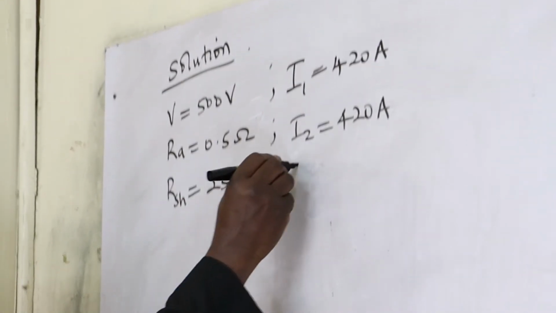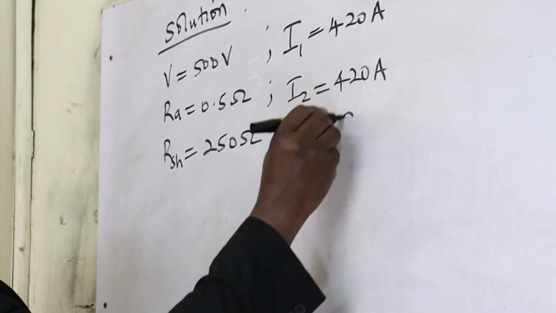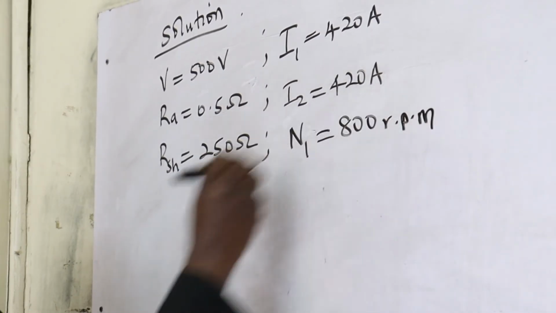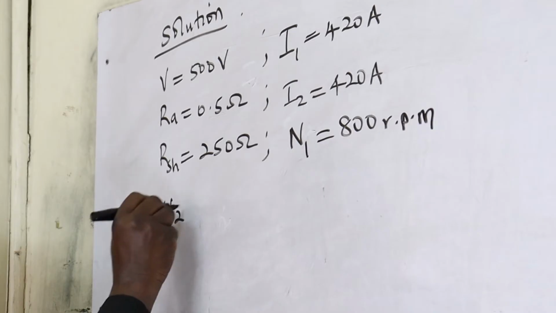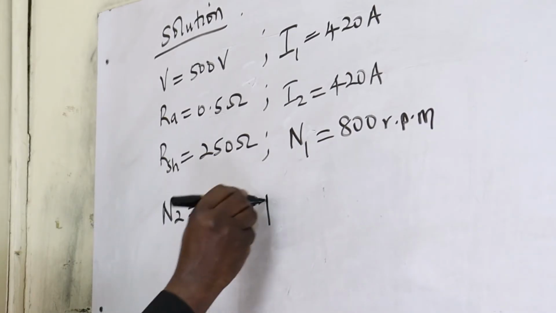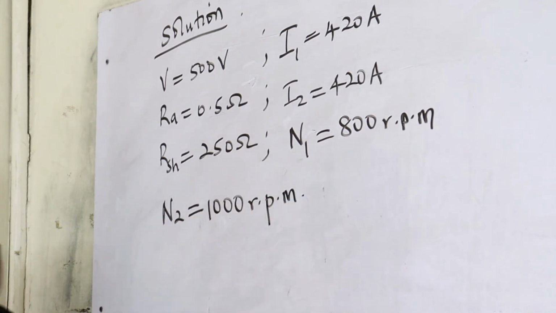We are given N1, 800 RPM, and N2 equals 1000 RPM. So we can draw a circuit to illustrate this so that we can evaluate what we need.